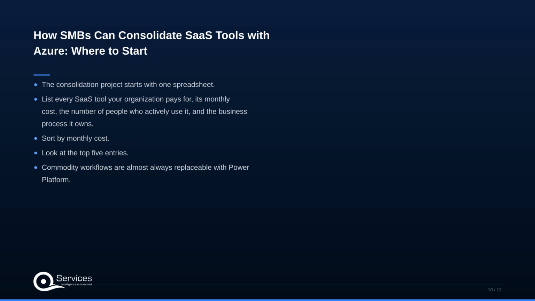For the replaceable ones, check whether you already have Power Platform licensing. If your team is on Microsoft 365 Business Standard or Premium, you already have access to Power Automate with standard connectors. Full Power Apps capabilities require the per app plan or the per user plan. The math still works for most teams.